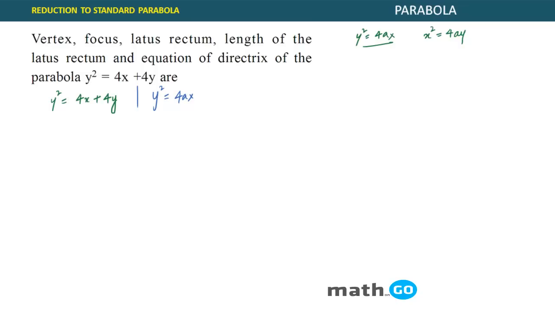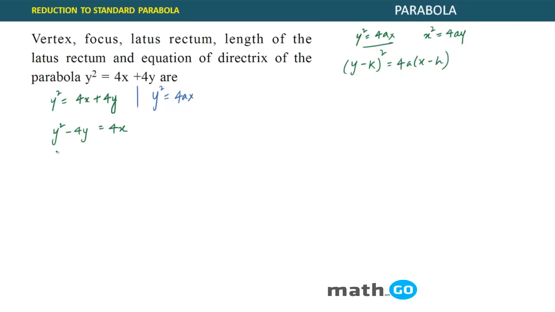So now we want to reduce this to the standard form. How do we reduce? Let's put all the y's on the same side first of all. So this will be 4x here and 4y over there. Now, when we were solving for parabolas parallel to the y-axis or x-axis, we did something of this sort. This is also an equation of our standard parabola. So now our target is to convert this into this kind of thing.